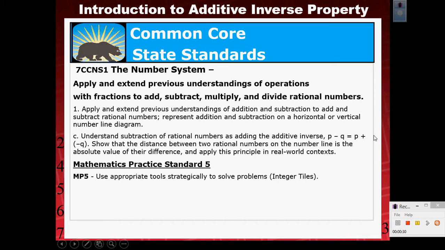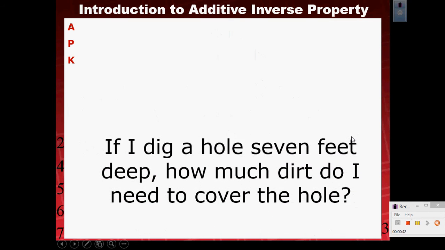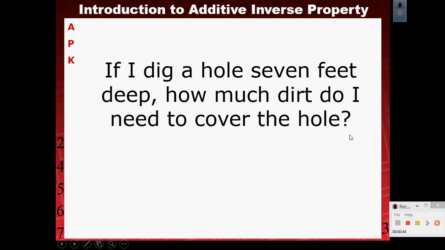For the last 2 days, I did an introduction with a video, right? In that video, I mentioned zero pairs, is that correct? But I also mentioned a property. So this is another way that the situation I showed you in the video when I was planting my rosemary bush could be put like this. If I dig a hole 7 feet deep, how much dirt do I need to cover the hole? Does that make sense? Pretty much what I did in the video, right?